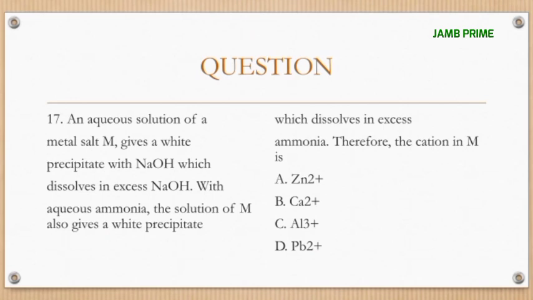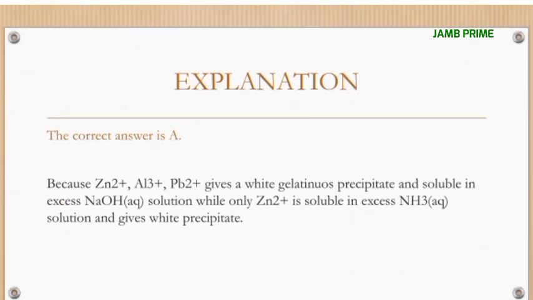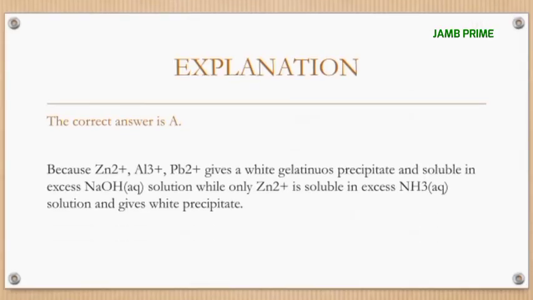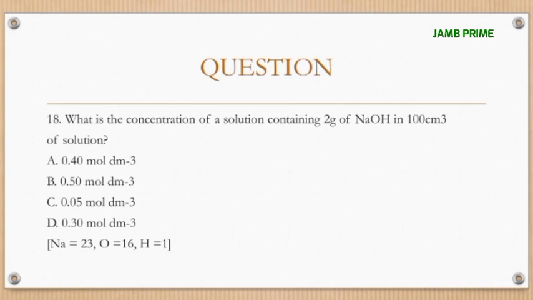JAMB can always give you different phrases, but if you know why that answer is the answer, you can use it to answer any JAMB question. Yeah, so I hope you got that. So that is why A is the correct answer. They are asking that M dissolves in excess sodium hydroxide and ammonia, so only zinc. Yeah, I hope you got that. So moving on to the next question, question number 18.